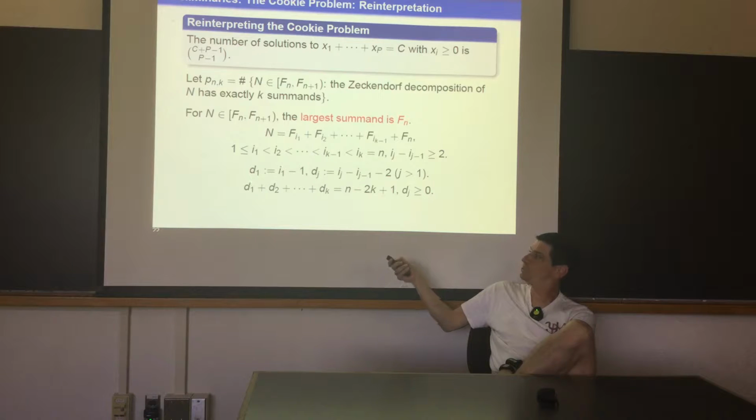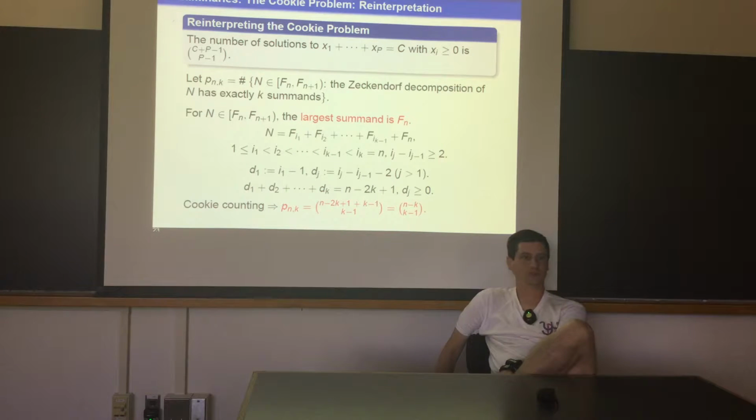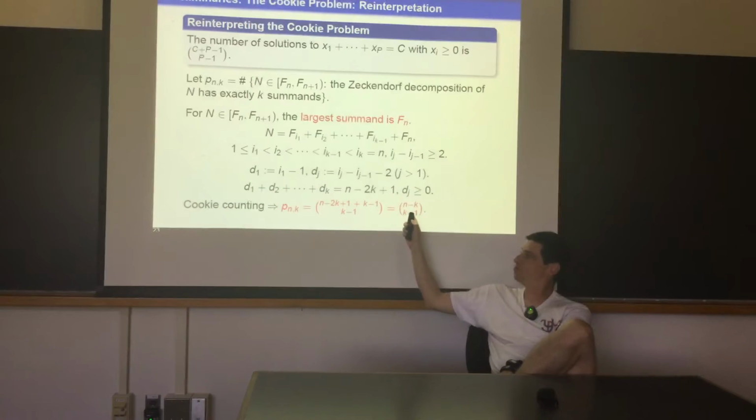And so now if we look at the sum of the d's, it's equal to n minus 2k plus 1 when you just take everything and the dust settles. Well, that's just the cookie problem. So how many choices do we have? It's going to be n minus 2k plus 1 plus k minus 1, choose k minus 1. And so we actually have a closed form expression.